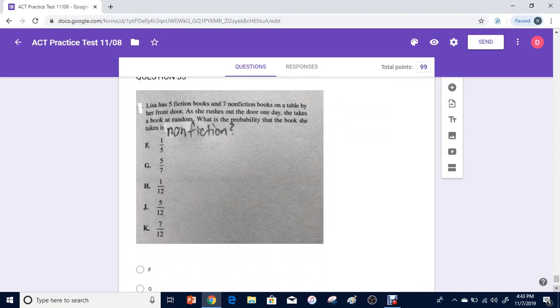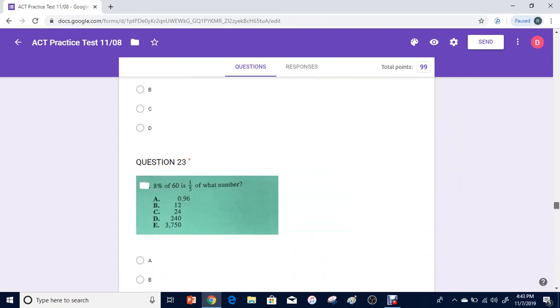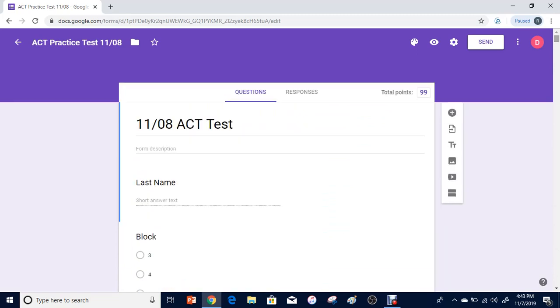Okay, she has 12 books, 7 are nonfiction, and what's the probability that she'll choose a nonfiction? Okay, that's your test for tomorrow.